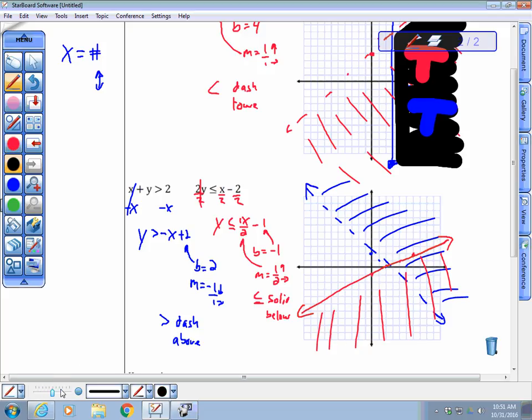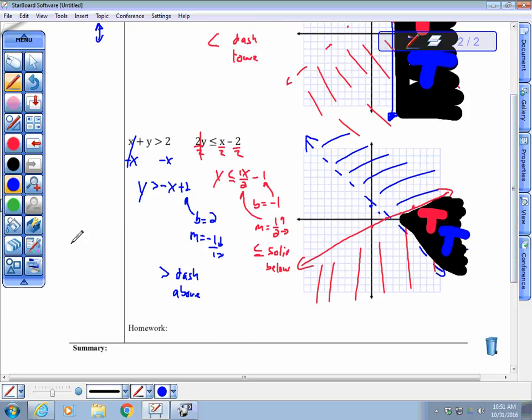Where your answer is going to be true for both red and blue will be below the red and above the blue in that section there. So it'll be true for red below, and true for blue above. All right, there you go.